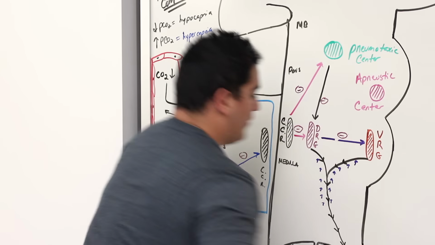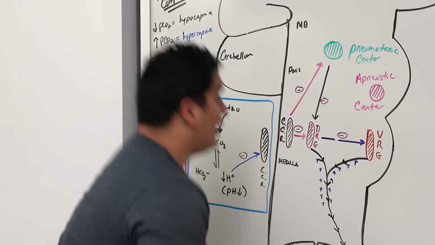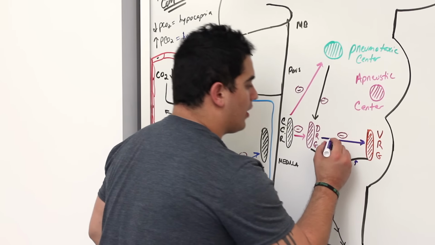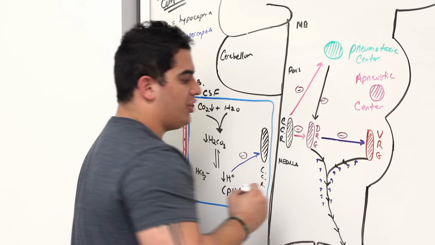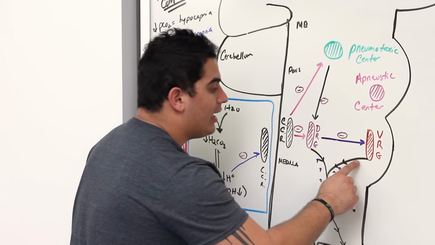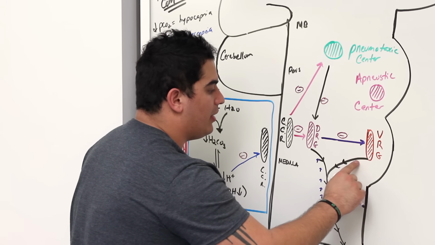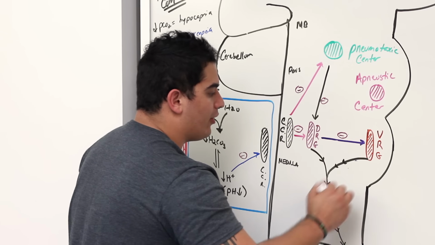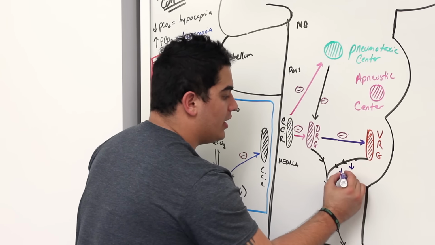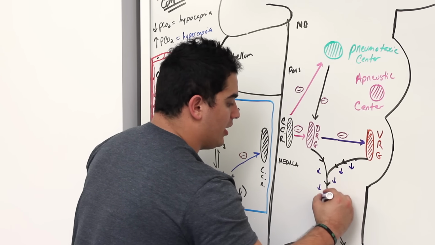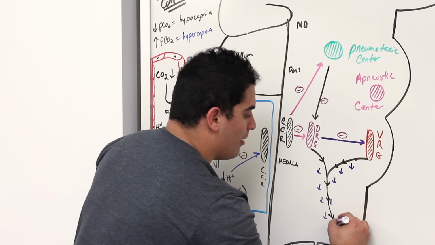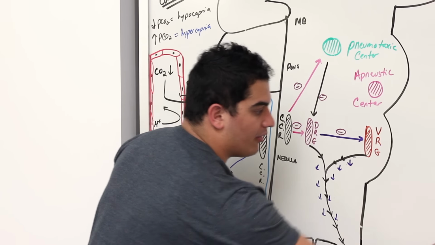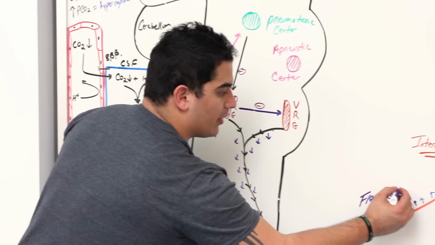That now, if the VRG and the DRG are inhibited, then what's going to happen? That means that the impulses that are going to be sent down to the phrenic nerve are going to decrease. If these impulses are decreasing, then what's going to happen? The frequency is going to decrease.